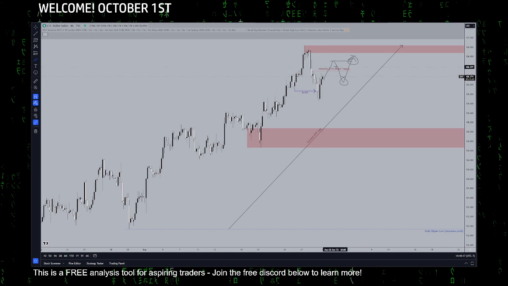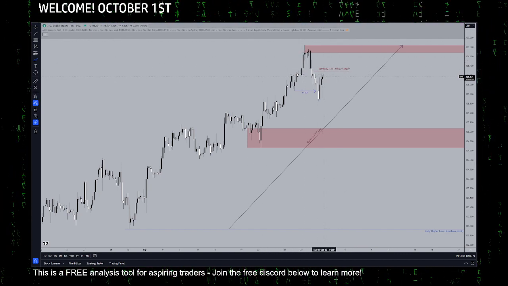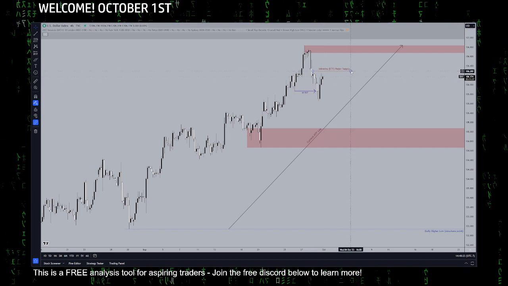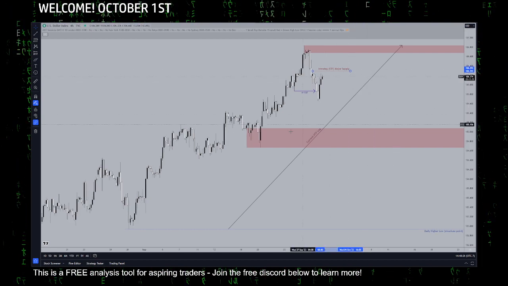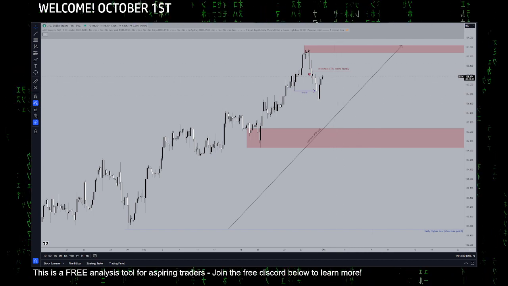So this level right here, this level here, I would definitely mark it out on your H4 chart. I'm going to personally set an alert because I think that it is important and we should know that.